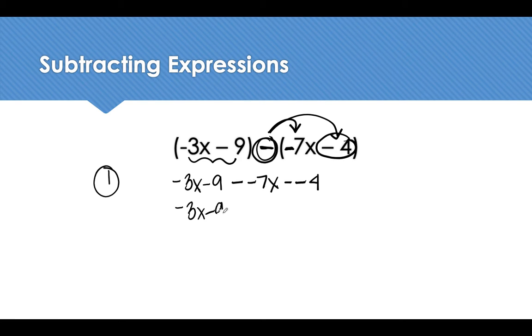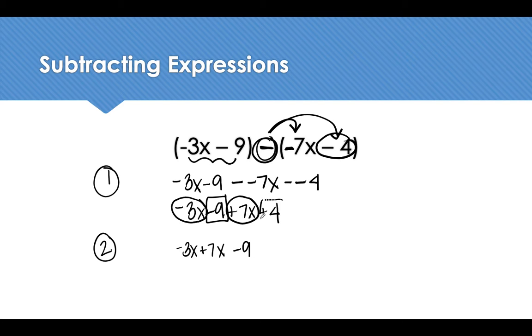Before I do anything else, I'm just going to fix this up a little bit. Get rid of those double negatives, make them pluses. That looks much less scary with the pluses instead of the double negatives. Next, we're going to put our like terms next to each other. -3x plus 7x. Then we have a -9 and a +4.